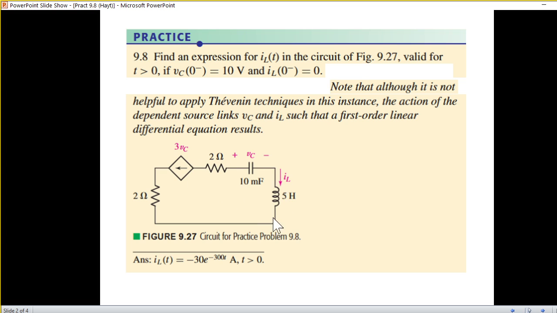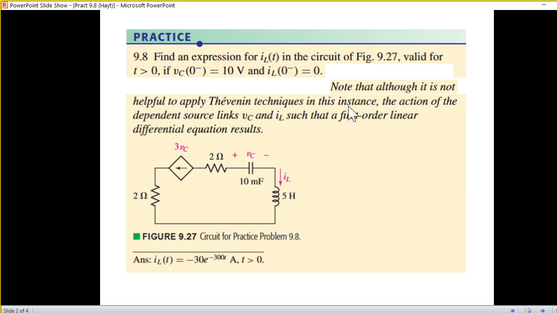So this is the circuit. This current is the current through the inductor, iL. The voltage across the capacitor is called vC, and there is a dependent current source whose value is equal to 3 times the capacitor voltage. And also, the circuit is valid for t greater than 0, and the initial conditions are given, that is vC(0) is 10 volts, and iL(0-) is 0.